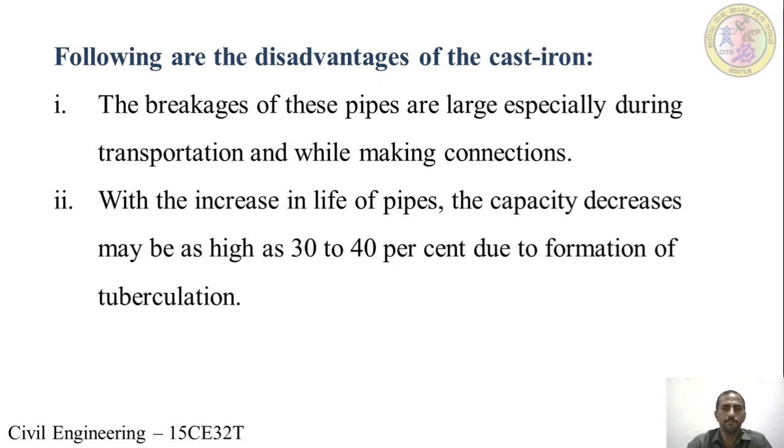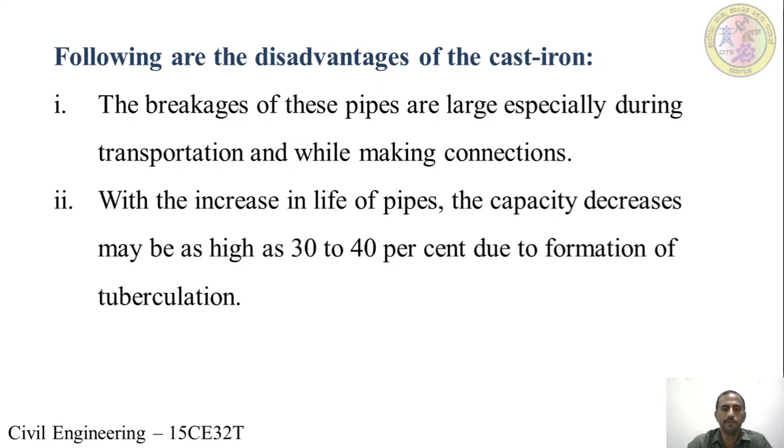Disadvantages of cast iron pipes are, as we discussed earlier, because of their higher carbon content, they become brittle and they crack easily if not handled properly, either during transportation or during pipe laying. Next disadvantage is, as the life of pipe increases, their carrying capacity decreases as high as 30 to 40% due to the formation of tuberculation.